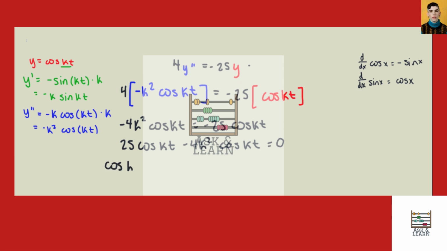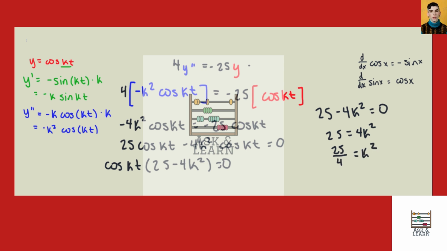And we want to pull out a cosine kt. So we're left with 25 minus 4k squared on the inside. And whenever we're left with these two factors, we're going to set what's inside the parentheses equal to 0. And we're going to solve for k. So k equals 5 over 2, but it also equals negative 5 over 2 because it's a square root, so we can't forget about that negative there. So these are our k values, and we're going to need these for part B.